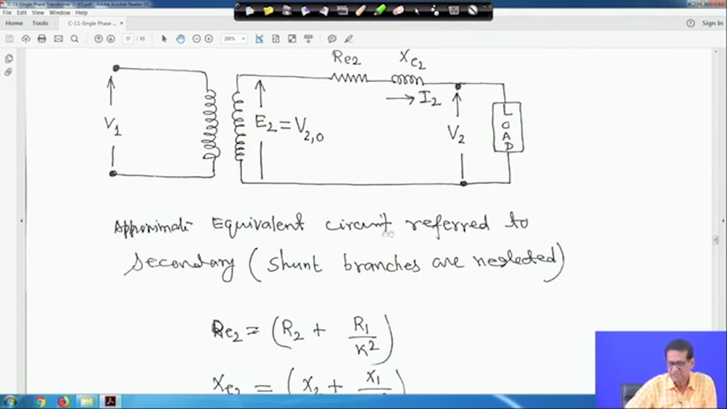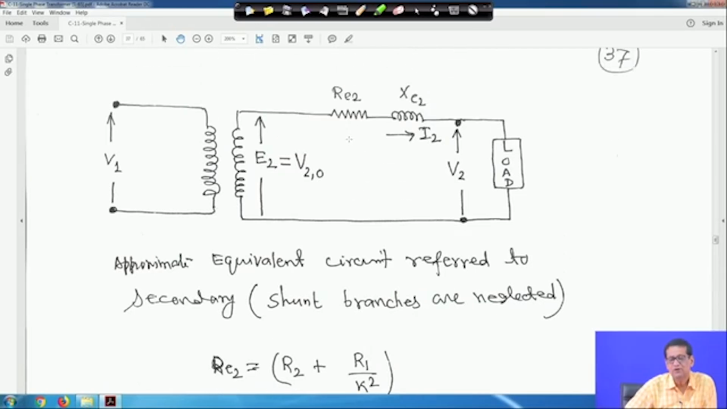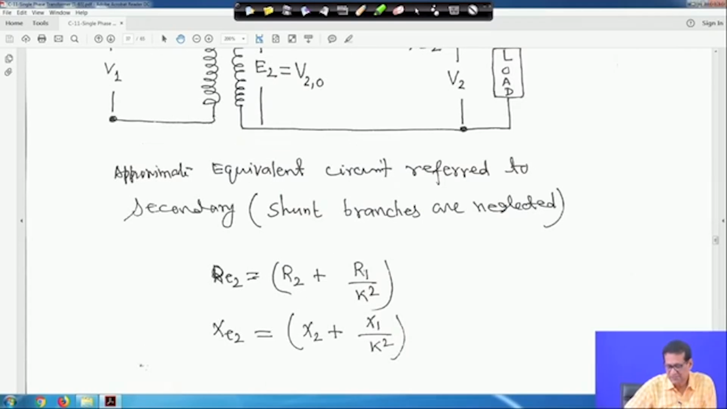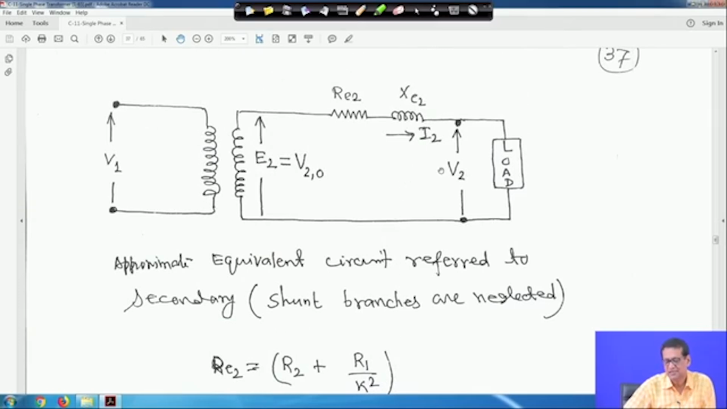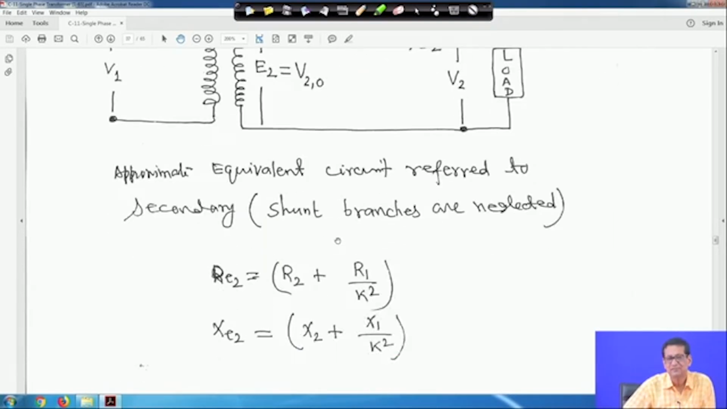Assume the equivalent circuit referred to the secondary, then Re2 will be R2 plus R1 upon K square, and Xe2 is X2 plus X1 upon K square. So, this is the approximate equivalent circuit referred to the secondary. Shunt branches are negligible; we have approximated it, so the shunt branch is neglected. You know the Re2 and Xe2 expressions. So, this is the voltage regulation.